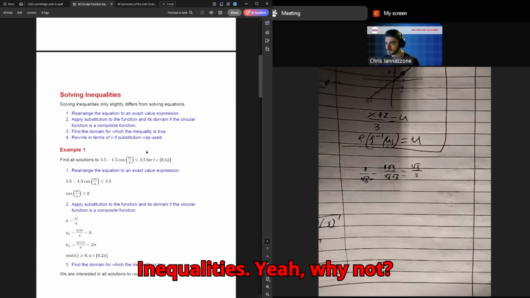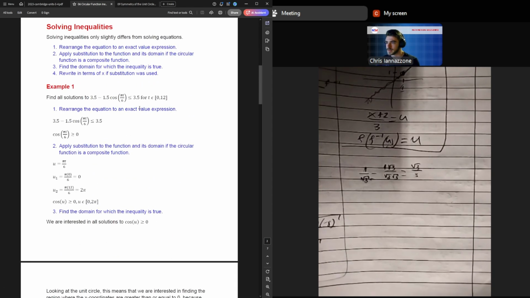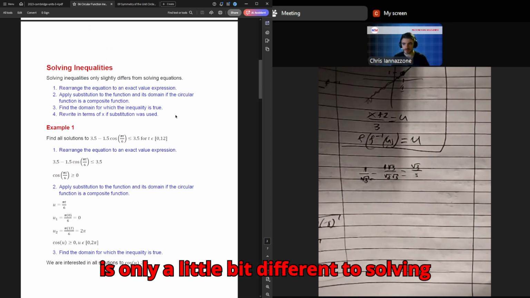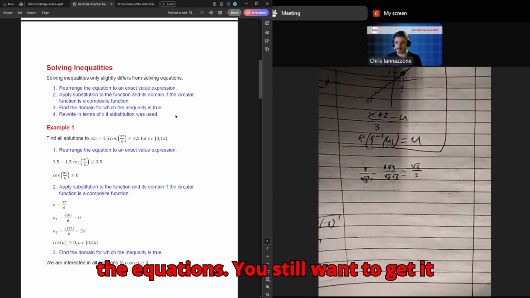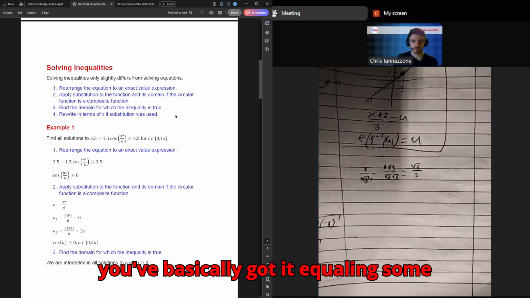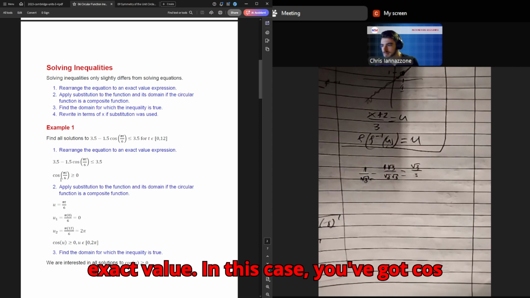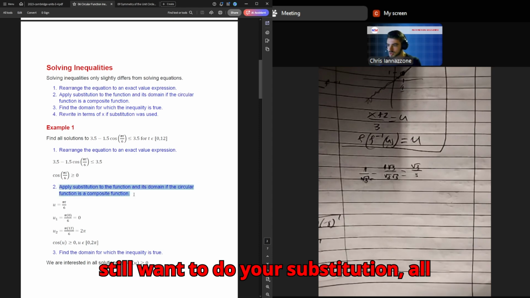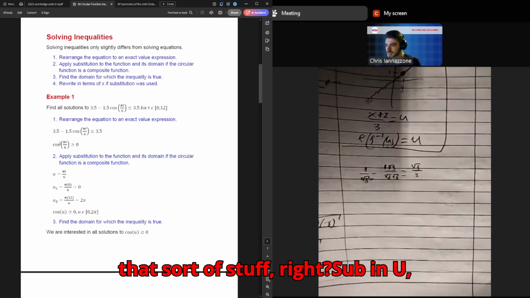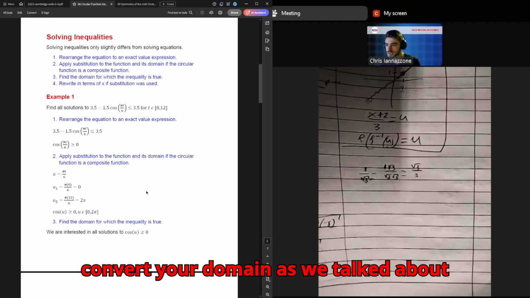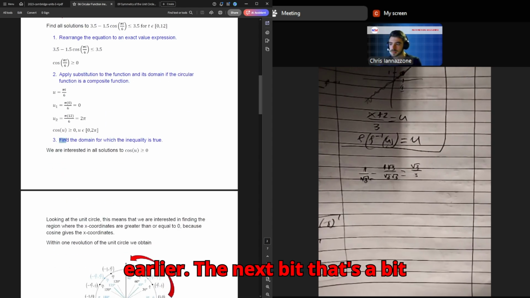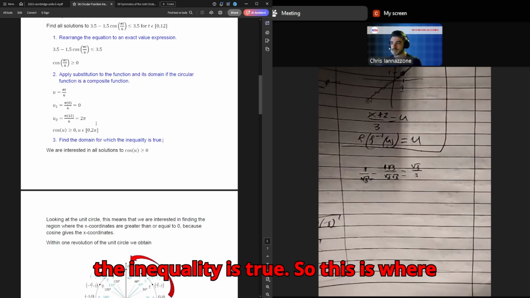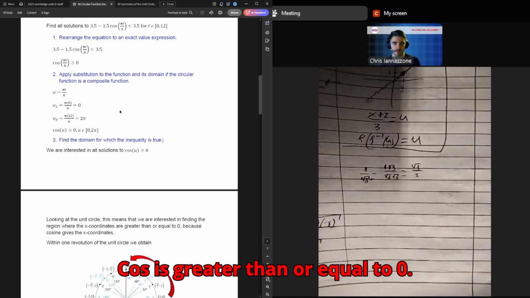Inequalities. Yeah, why not? Okay, so solving the inequalities is only a little bit different to solving the equations. You still want to get it to an exact value expression where you've basically got it equaling some exact value. In this case, you've got cos is greater than or equal to 0. You still want to do your substitution, all that sort of stuff. Sub in u, convert your domain, as we talked about earlier. The next bit that's a bit trickier is finding the domain for which the inequality is true. So this is where cos is greater than or equal to 0.